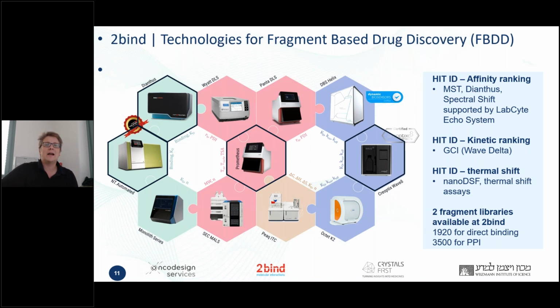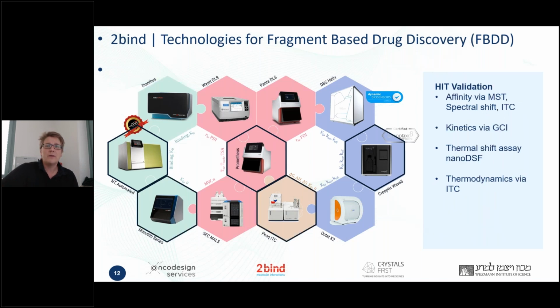We have two fragment libraries here at 2bind, but of course we can also work with external libraries for hit identification. Depending on the primary screening tool that we have used, we can then validate hits using orthogonal methods and add information on affinity and kinetics as the situation needs.